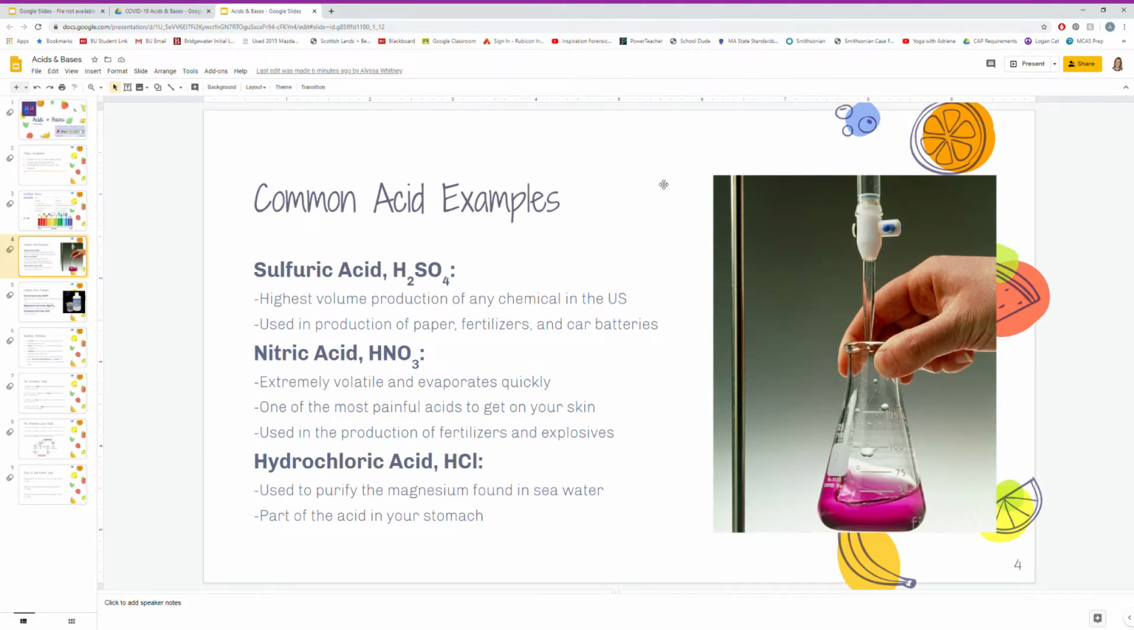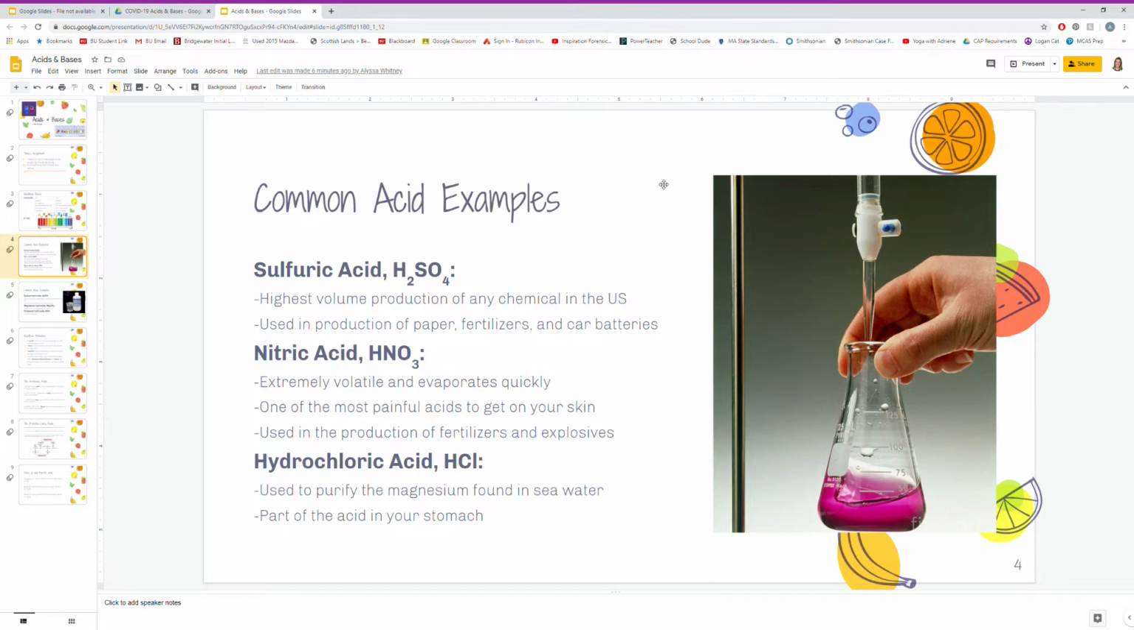All right, so some common examples of acids that you've heard me talk about before, that we've used in the lab, include sulfuric acid. Sulfuric acid is actually the most produced chemical in the United States, which is pretty interesting. That's because it's used widely: production of paper, fertilizers, car batteries. Nitric acid is extremely volatile and evaporates really quickly. It is, from experience, one of the most painful acids to get on your skin, and it is also used in the production of fertilizers as well as explosives.